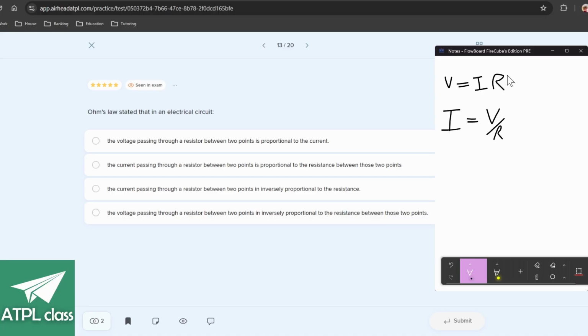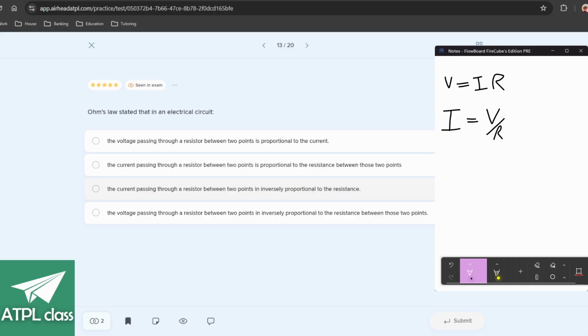So basically, let's think about it in terms of if we have more resistance, we have less current. I'm going to bring it all the way back to water. If there's more resistance stopping the water flowing, then the current would go down. So the current and the resistance are inversely proportional. Current passing through a resistor between 2 points is inversely proportional to the resistance.